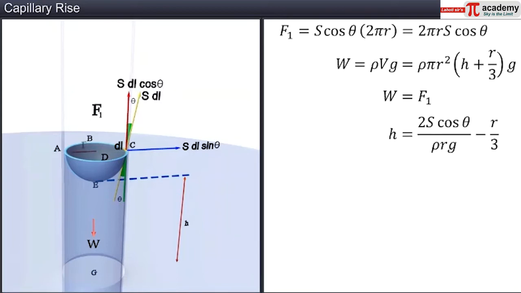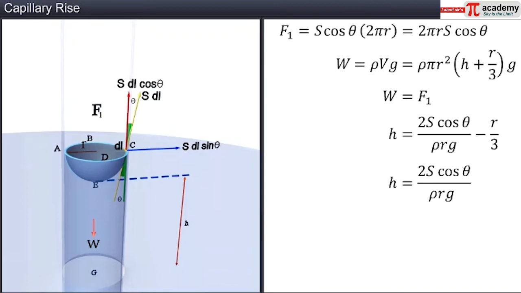If the radius of the capillary tube is much smaller than h, the term r by 3 can be neglected and the expression for capillary rise becomes h is equal to 2s cos theta by rho rg.